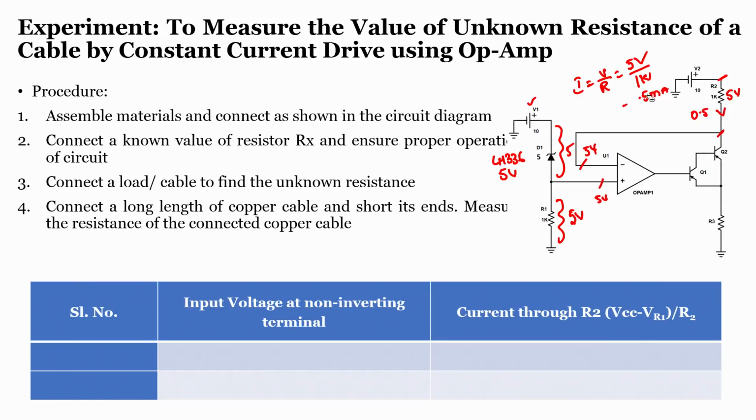Sorry, 5 milliamps, right, 5 milliamps. This is also 5 milliamps because 5 by 1 k, right. So, since it is 5 milliamps, and since this is a Darlington pair configuration, the current flowing through this particular resistor will also be approximately equal to 5 milli, right.